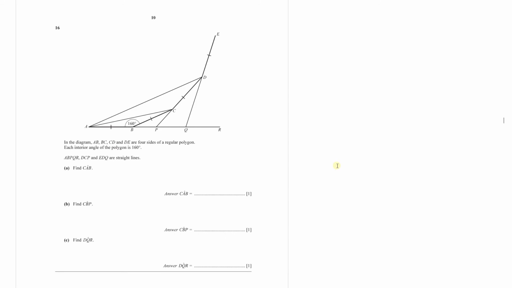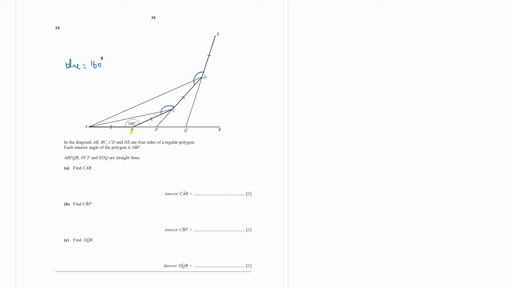Question 16. In the diagram, AB, BC, CD, DE are four sides of a regular polygon, and each interior angle of the polygon is 160 degrees. So that means this angle ABC is 160, which is given. BCD will also be 160, and CDE, this angle here, will be 160 as well. So these blue angles that I marked are all 160 degrees.